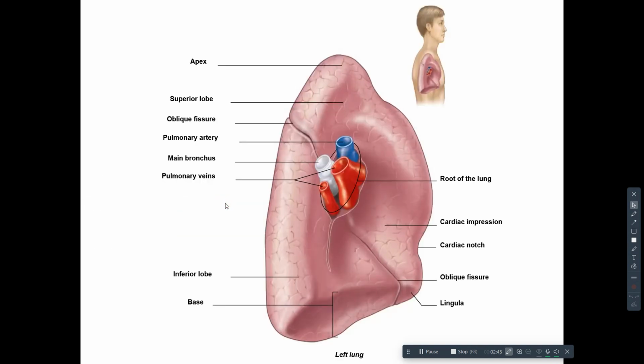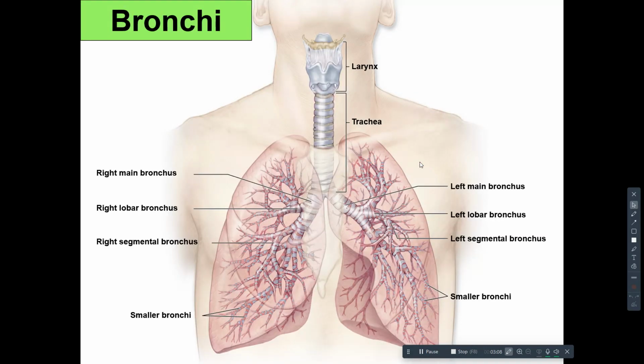Similar situation with the left lung. Again, I've got a main bronchus, pulmonary artery, and pulmonary veins. Again, I see my apex and my base and my inferior and superior lobe with the fissure between them. There is that indentation we saw earlier called the cardiac notch, as well as a whole dented cardiac impression for the heart as well. Okay, fantastic.